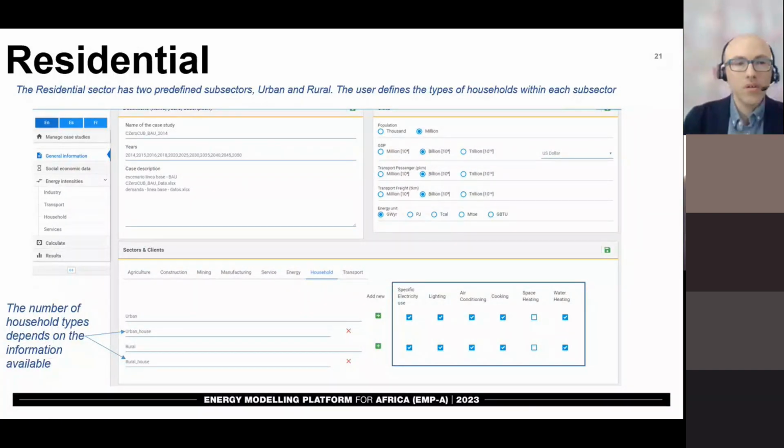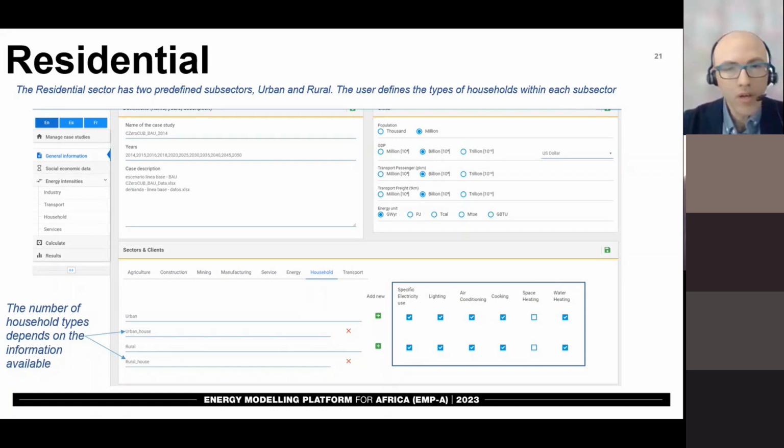If there are no details about the types of households, we can just use the predefined subsectors. And as an example of types of households, we can divide households by, for example, villas, flats, semi-detached houses. We can have different definitions that are considered by the user.